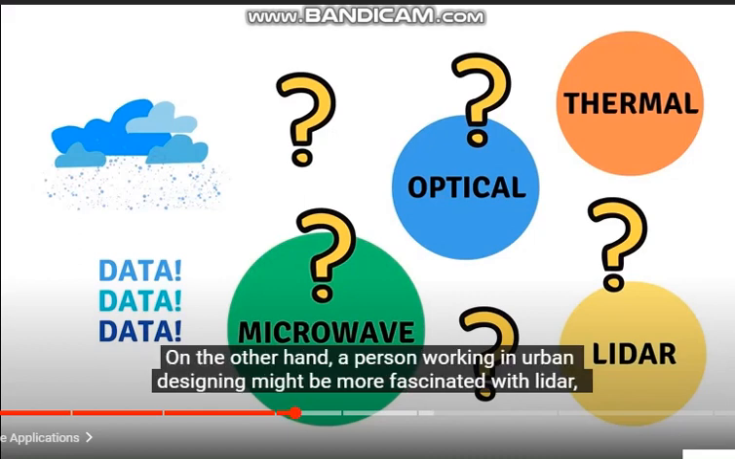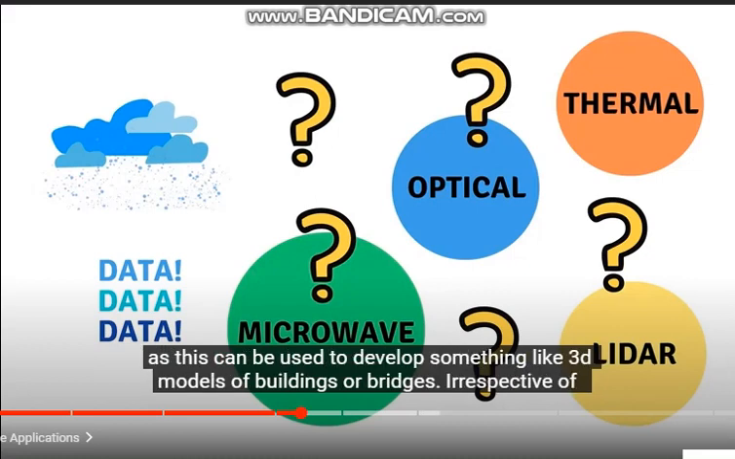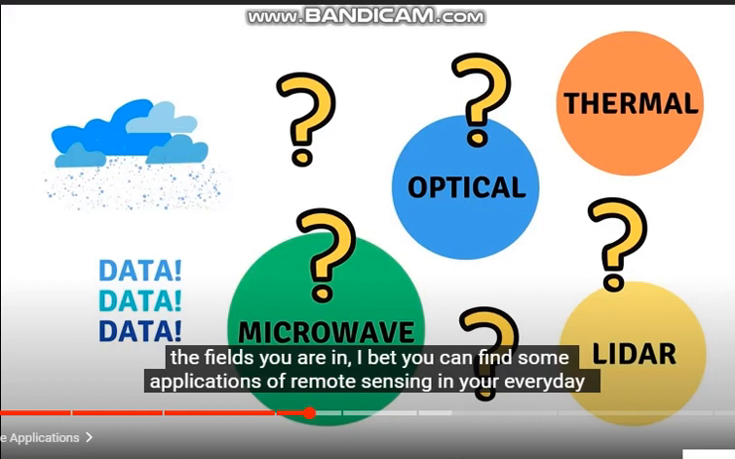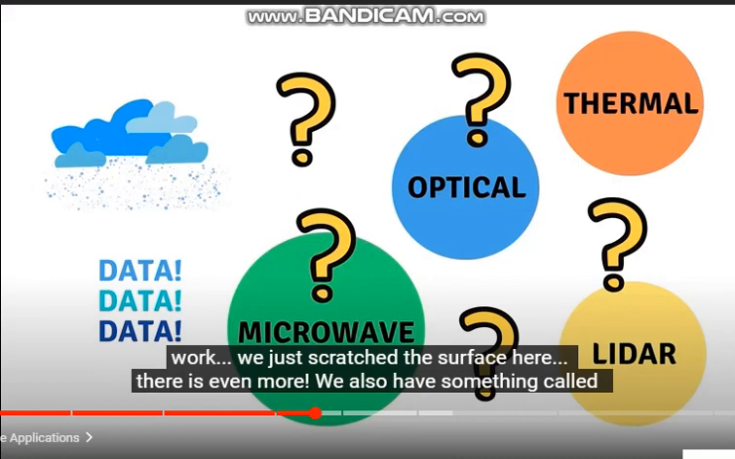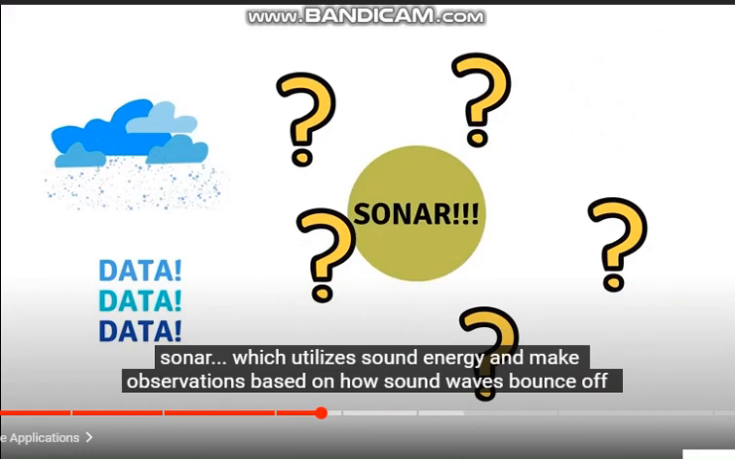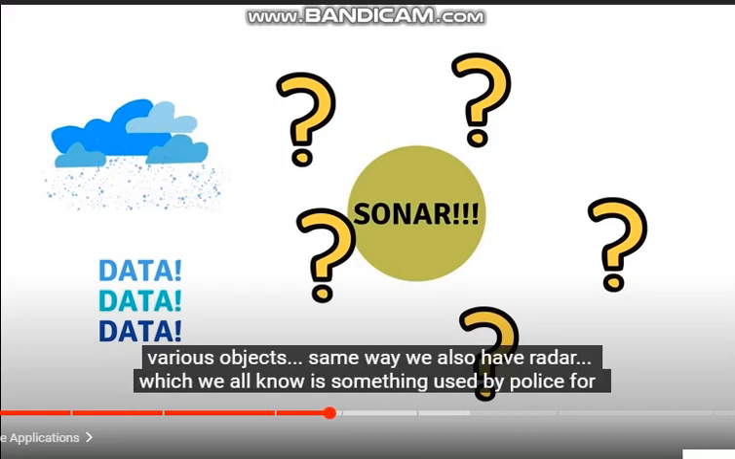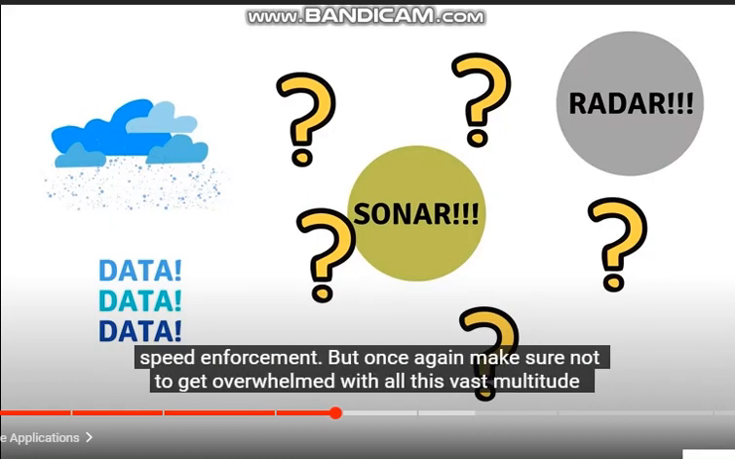On the other hand, a person working in urban designing might be more fascinated with LiDAR, as this can be used to develop something like 3D models of the buildings or bridges. Irrespective of the field you are in, I bet you can find some applications of remote sensing in your everyday work. We just scratched the surface here. There is even more. We also have something called sonar, which utilizes sound energy and makes observations based on how sound waves bounce off various objects. Same way, we also have radar, which we all know is something used by police for speed enforcement.